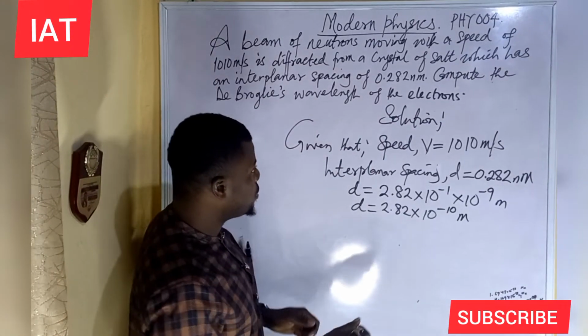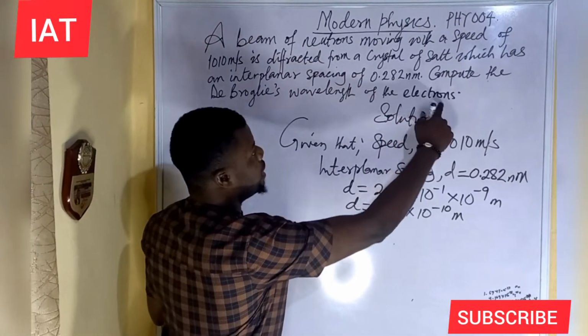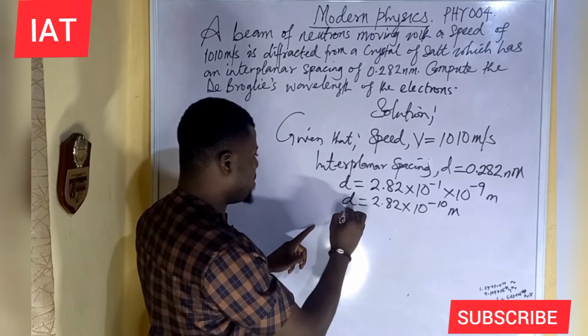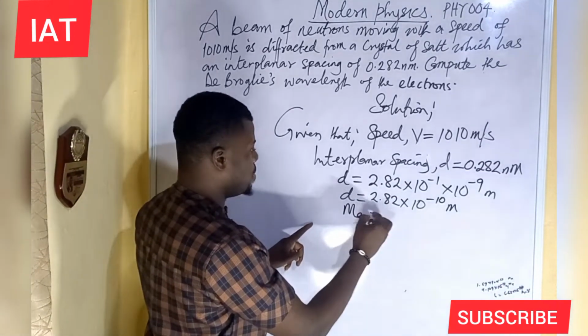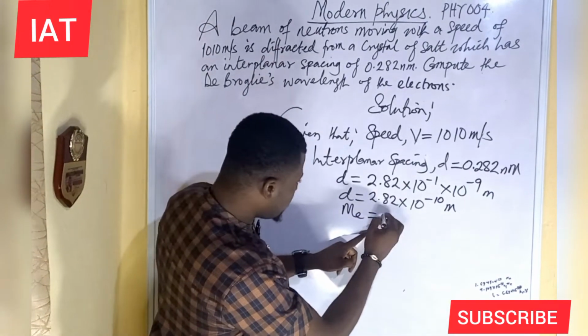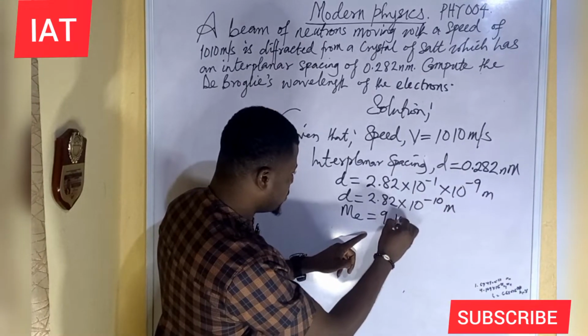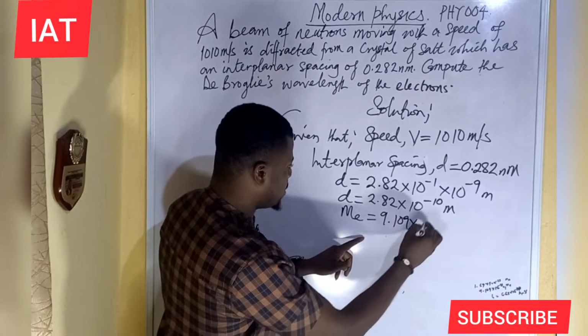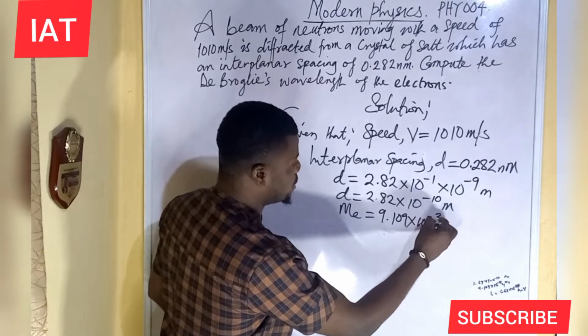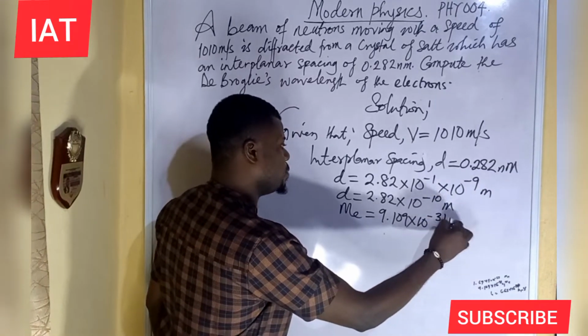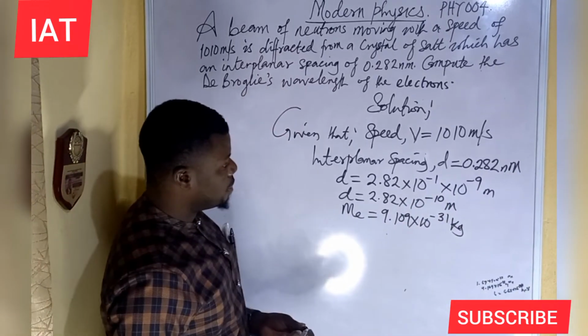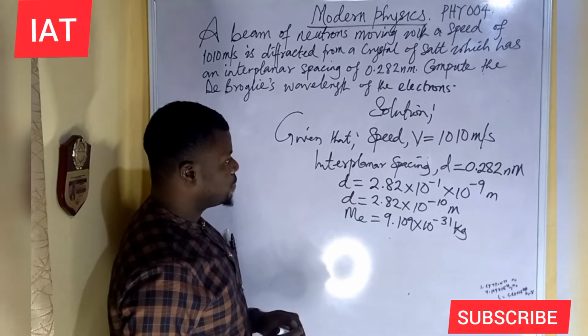I think at this point, since we've mentioned electron, let's put down here that the mass of electron is 9.109 times 10 raised to the power of minus 31 kilogram. That is the mass of electron.